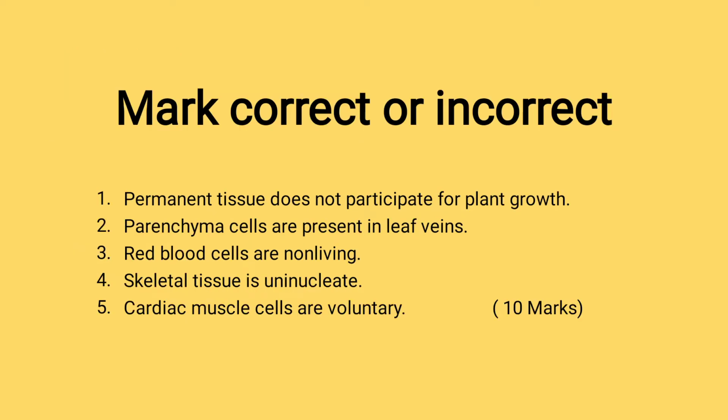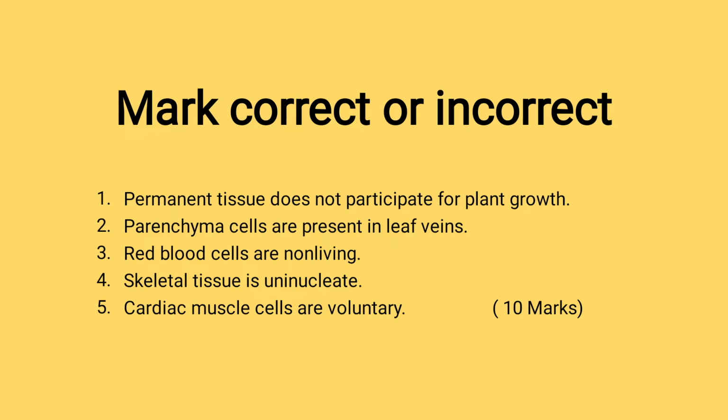Second question, mark correct or incorrect. Permanent tissue does not participate for plant growth. You know what are permanent tissues? Permanent tissues are simple permanent and complex permanent. That means parenchyma, collenchyma, sclerenchyma and also xylem and phloem all are permanent tissue. Here it says that permanent tissue does not participate for plant growth.